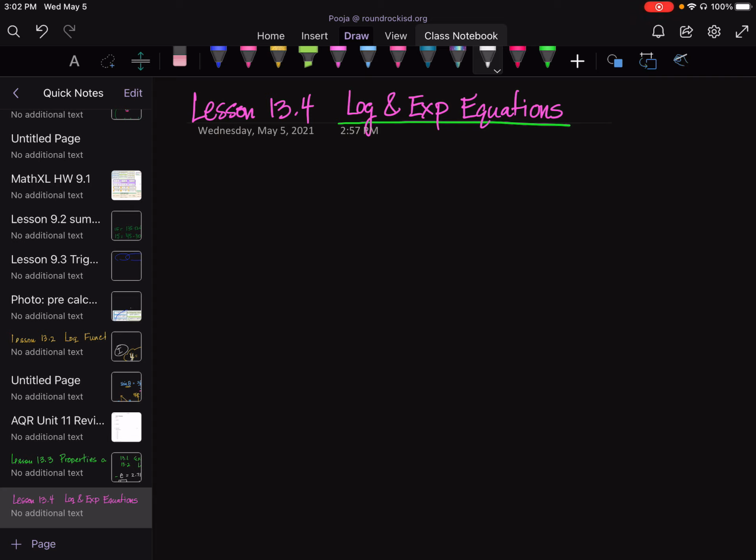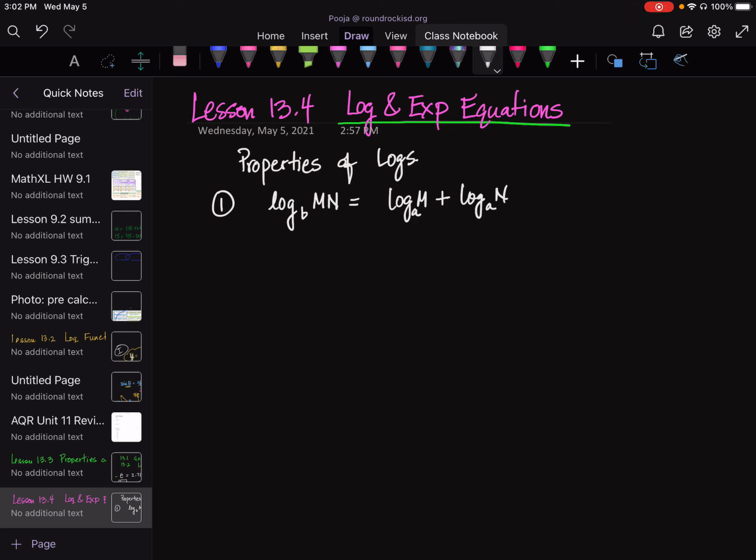But before we move on, I need to remind you about the properties of logs again, because without those, we are going to get nowhere. The first one, which was discussed in the last lesson, 13.3, is the multiplication property, which says that if you are doing log of a product, mn, m times n, with base b, that is the same as the sum of the individual logs, log m base b and log n base b.